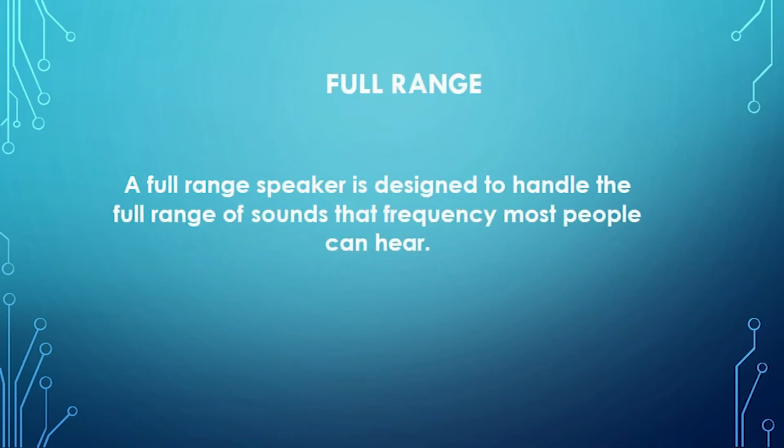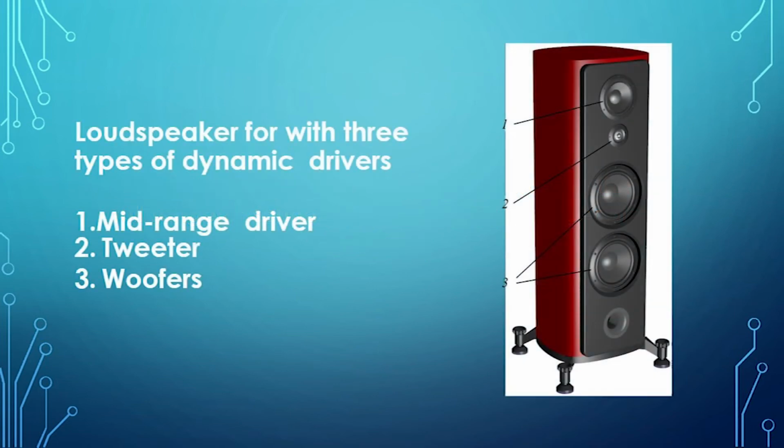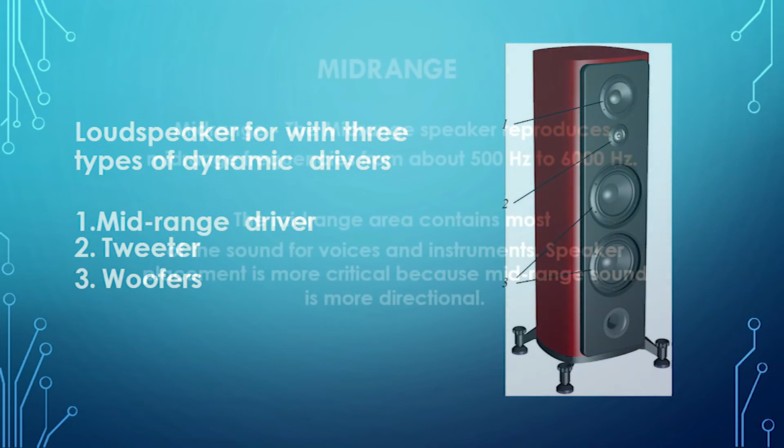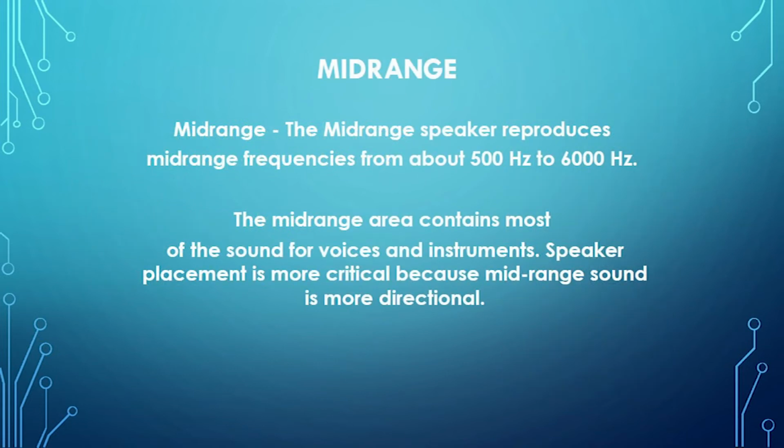Full range. A full-range speaker is designed to handle the full range of sounds, the frequencies that most people can hear. This figure shows the loudspeaker with three types of dynamic drivers which consist of 1. Mid-range driver. The mid-range speaker reproduces mid-range frequencies from about 500 Hz to 6000 Hz. The mid-range area contains most of the sound for voices and instruments. Speaker placement is more critical because mid-range sound is more directional.